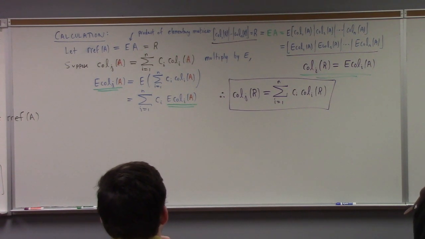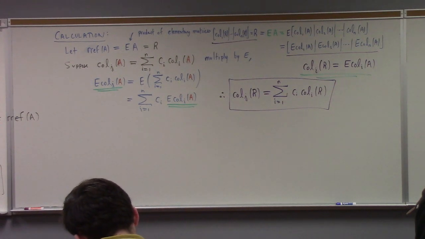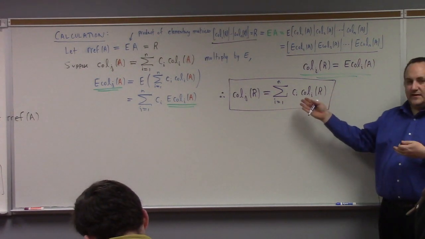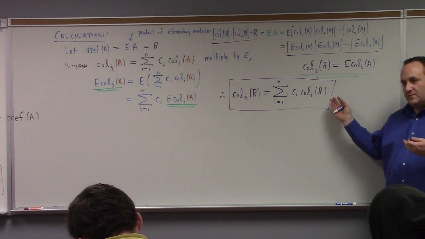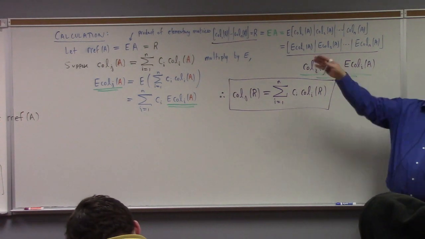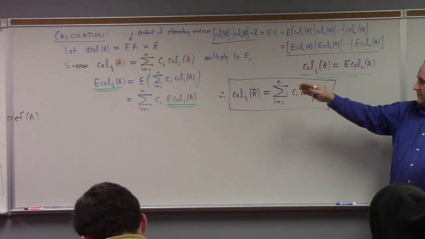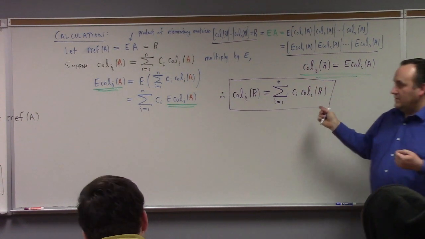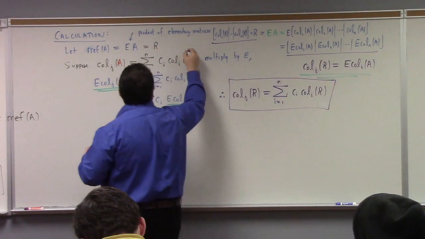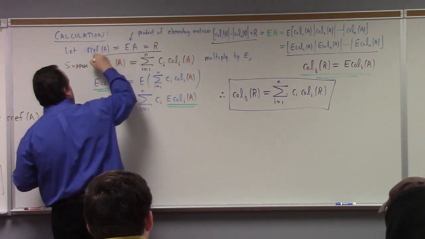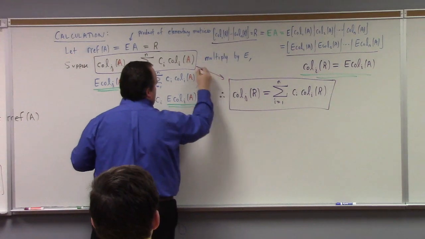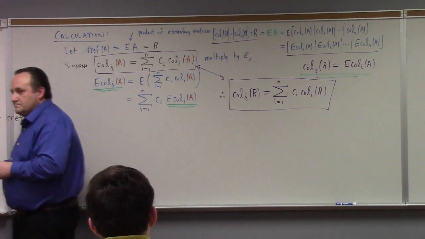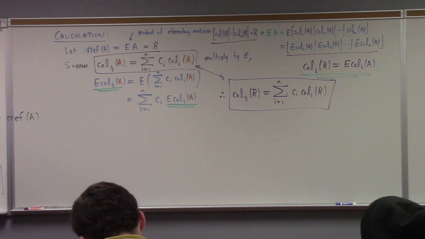This argument can be reversed as well, right? Like you could start with what I boxed, and if you were to multiply this by the inverse, E inverse, you could just as well go back. So in other words, what I have boxed is true if and only if what I'm about to box is also true. These are interchangeable. If you have one, you have the other. If you have the other, you have the one.